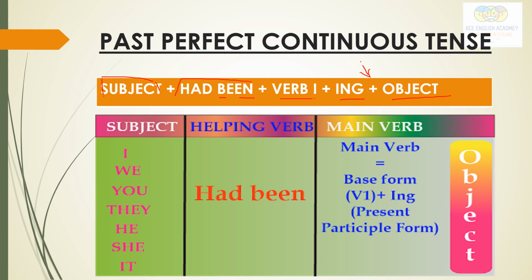So let's see here. With all the subjects, what do we use? Had been. With all the subjects we use had been, and then comes the base form, that is, the verb first form of the main verb, with ing. So see here now, examples.